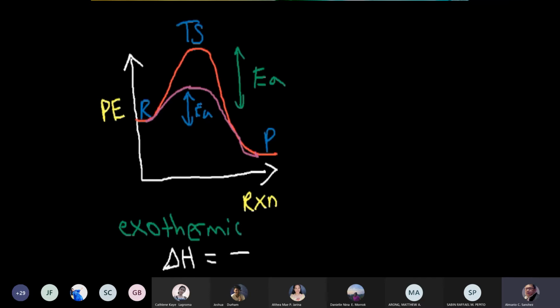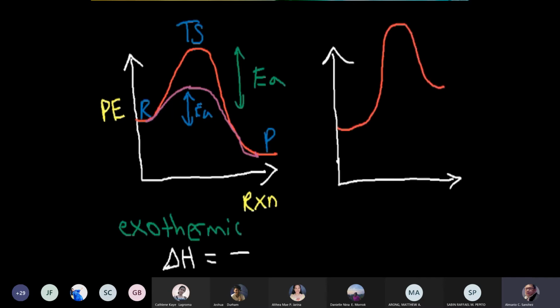Now, how can we draw the potential energy diagram for an endothermic reaction? If you wish to draw it for an endothermic reaction, you need to draw the products with a higher energy than the reactants. So the products have to be above the reactants. And now it's endothermic. So as you can see, delta H is going to be positive. Since delta H is products minus reactants, if you take a large number and subtract it by a small number, you're going to get a positive result. For example, 10 minus 4 is positive 6.